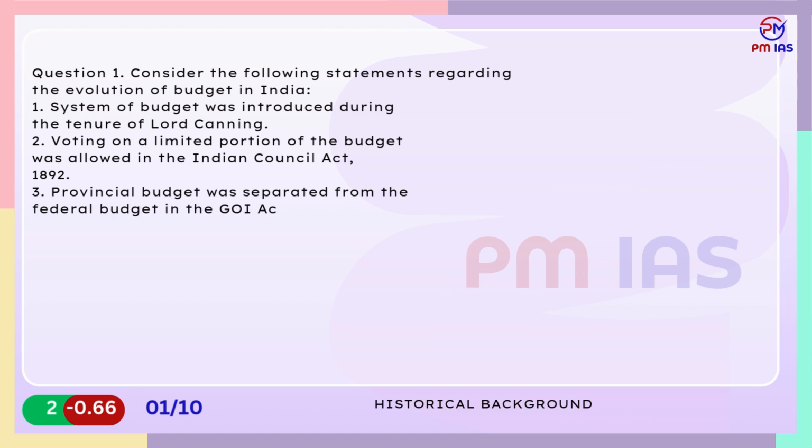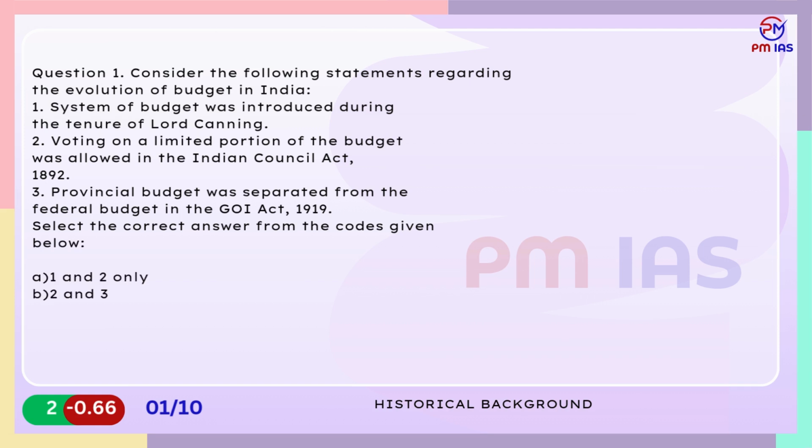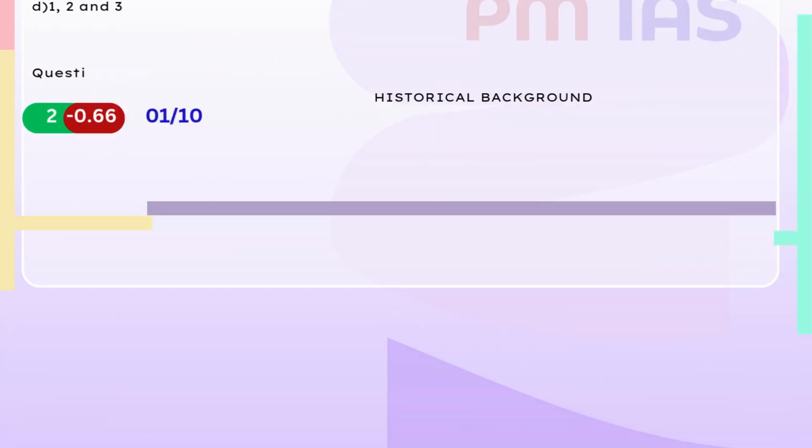Select the correct answer from the codes given below. A. 1 and 2 only. B. 2 and 3 only. C. 1 and 3 only. D. 1, 2 and 3.